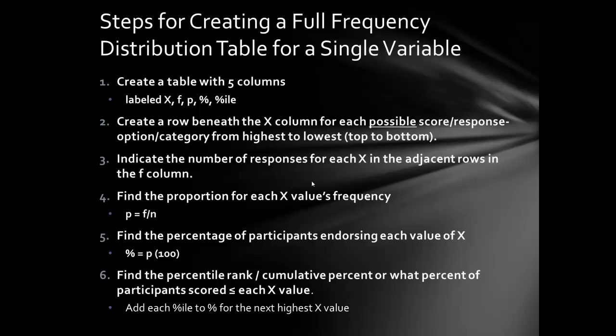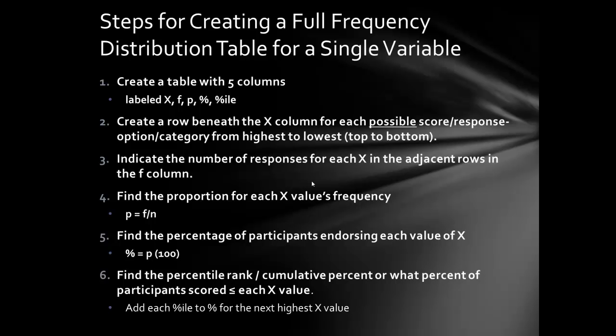Then step 4, you'll find the proportion for each X value by just taking the frequency and dividing it by N. N is just how many total scores are in the data set. Then you'll want to find the percentage of participants with each value in your data set, and you just simply take the P that you found, the proportion, and you multiply it by 100 for each X value in your data set. Then you'll want to find the percentile rank, or the cumulative percent, or in other words, what percentage of participants have a score that's less than or equal to X, each X value. And that's really important for where you want to see how you fall relative to the other people in your data set.